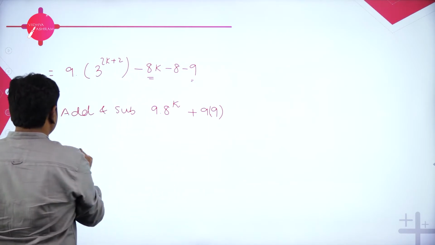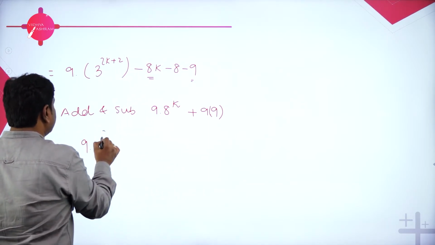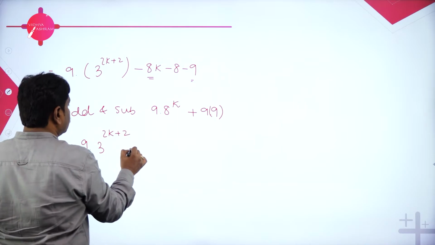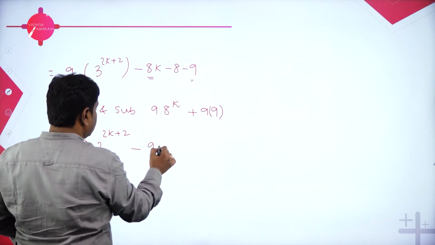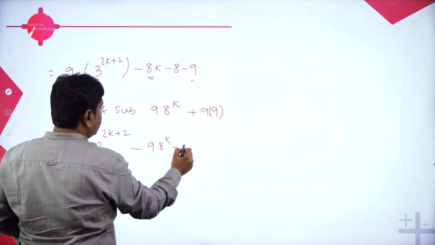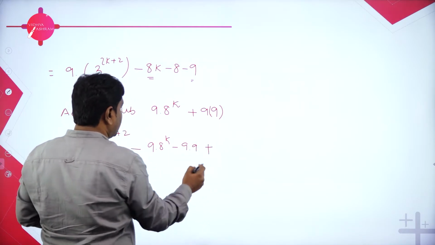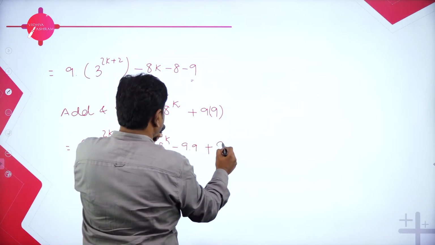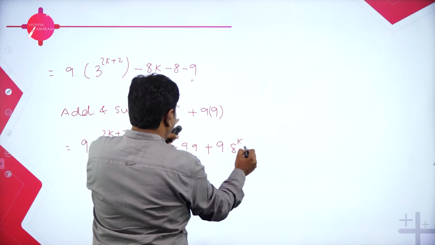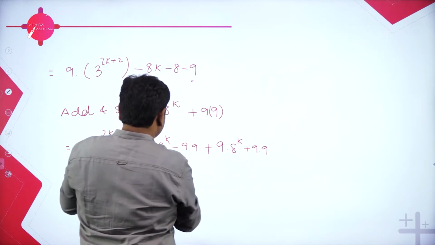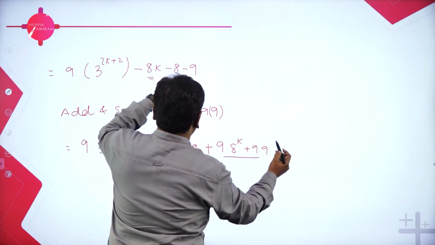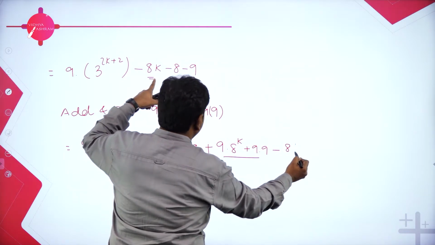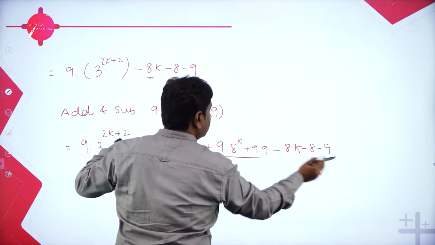Add and subtract. So I'll write 9 times 3 power 2k plus 2 minus 9 times 8 power k, then minus 9 times 9, and I'll add whatever I subtracted. What is that? 9 times 8 power k plus 9 times 9. So this I subtracted, this I'm adding. Remaining part, what is the remaining skeleton? Minus 8k minus 8 minus 9 I'm writing.